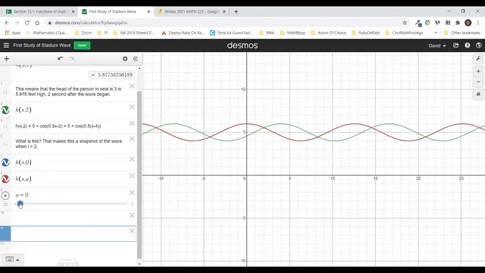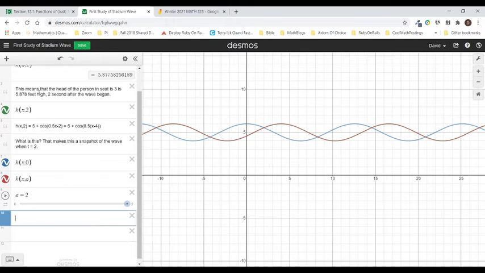So here we go. Now you can see at the very beginning when a equals 0, the blue one and the red one are in the same spot. And as I slide a to the right, you can see the stadium wave moving, right? So sure enough, the stadium wave from 0 to 2 actually moved 4 units from right here to right here.